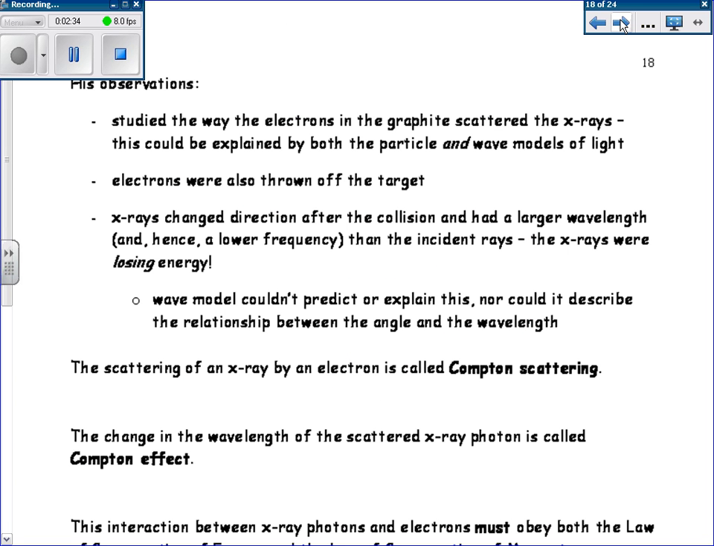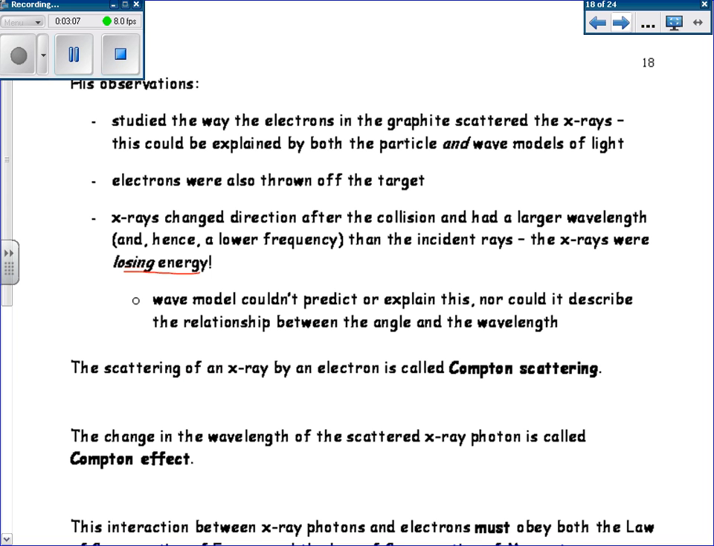So Compton's observations were that they studied the way the electrons in the graphite scattered the X-rays. That could be explained by both the particle and wave models of light. Electrons were also thrown off the target, and the X-rays changed direction after the collision, and they had a larger wavelength. So that means they had a lower frequency than the incident rays, which meant they were losing energy. Right? So what we have happening is that the energy before of the photon ends up going into the energy after of the scattered X-ray as well as the electron.